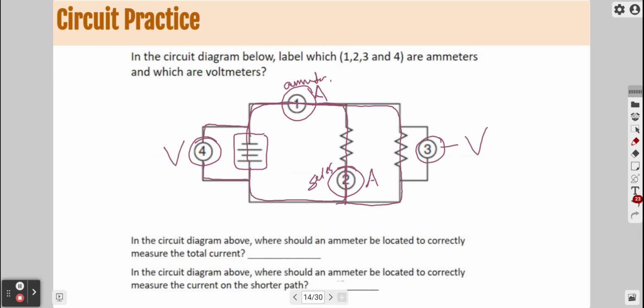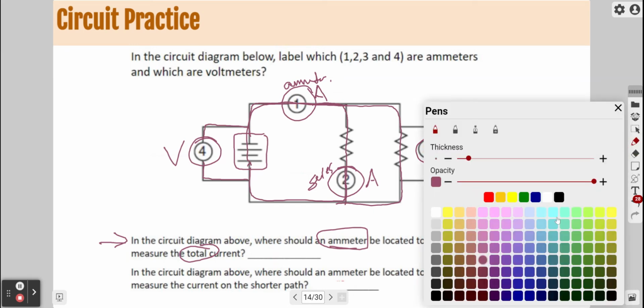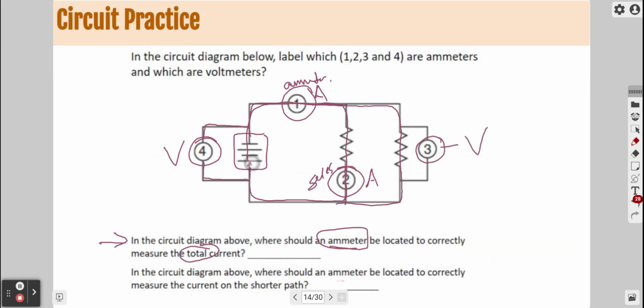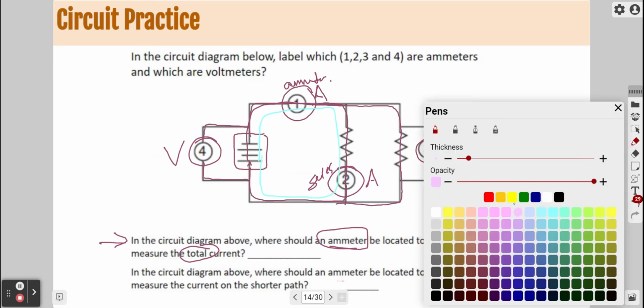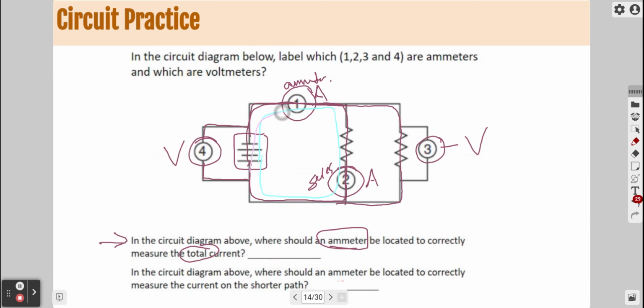Okay, so this question: in the circuit above, where should you put your ammeter if you want to correctly get the total current? Well, there are 2 paths in this, right? So I'm going to draw the other pathway in a light blue. You can see here's one pathway that electrons can take in this circuit, and then the second pathway is through the next resistor. So we actually have a parallel circuit.